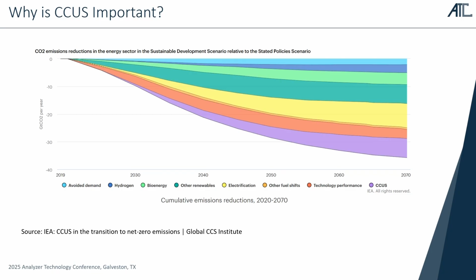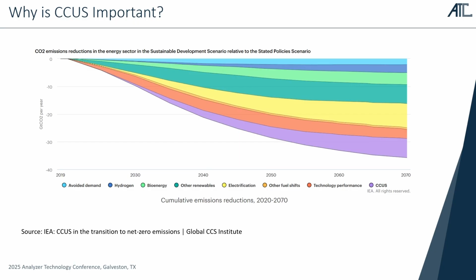So why is CCUS important? This chart shows the reduction in emissions from the energy sector in the Sustainable Development Scenario from the IEA. It shows CO2 emissions from the energy sector falling to net zero by 2070. Carbon capture is the purple part of this trace. You can see it's making up around 15% of the cumulative reduction in emissions, and by 2070 has taken out 10 gigatons of CO2 from across the energy sector.